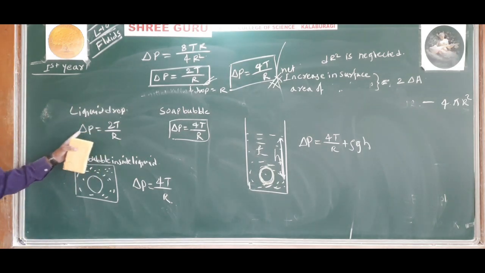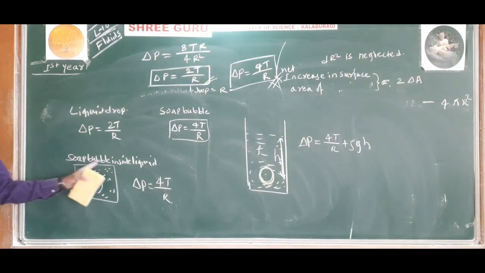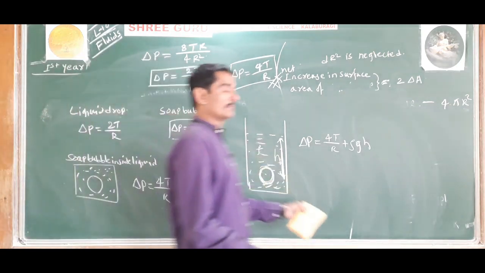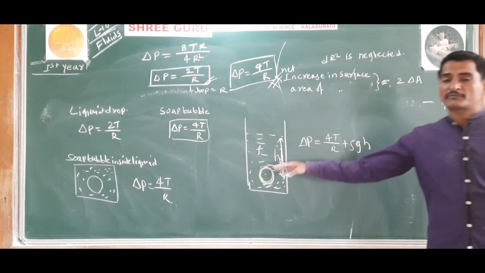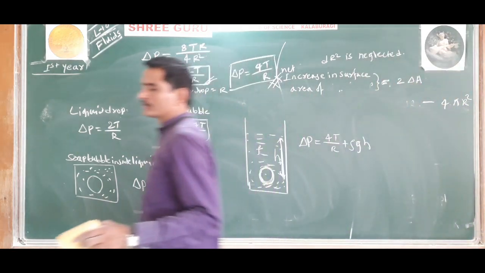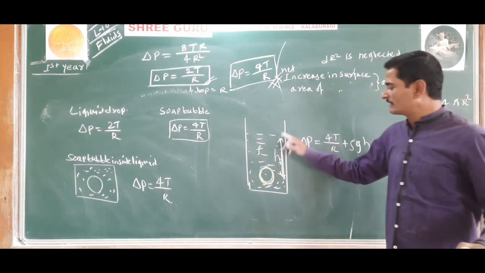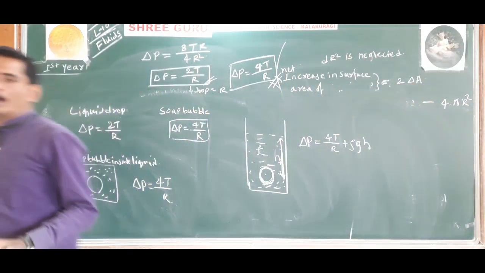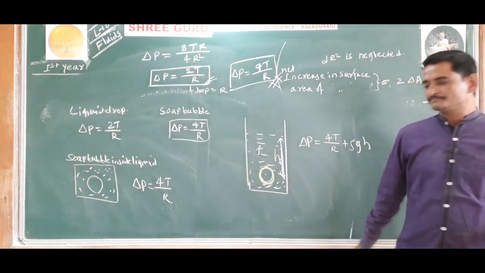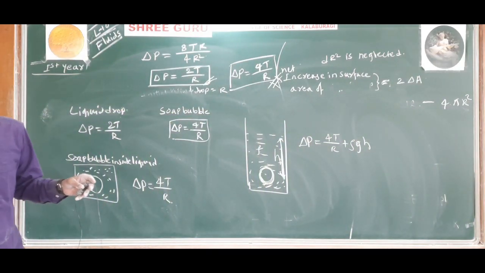So for a liquid drop, the formula is 2T divided by R, and for a soap bubble it is 4T divided by R. For a soap bubble just inside the liquid, not at a depth, the formula remains the same. For a soap bubble at a depth h below the free surface of the liquid, the excess of pressure is 4T divided by R plus rho gh, where rho is the density of the liquid, g is acceleration due to gravity, and h is the height of the liquid above the soap bubble. Understood? I hope you understood all these concepts. In the next class, we will study the next concepts.